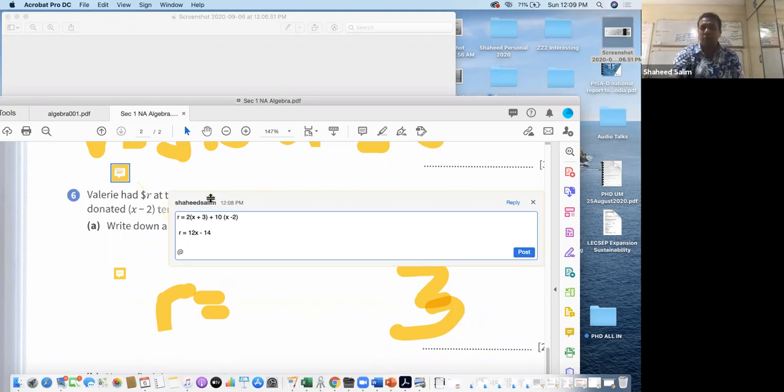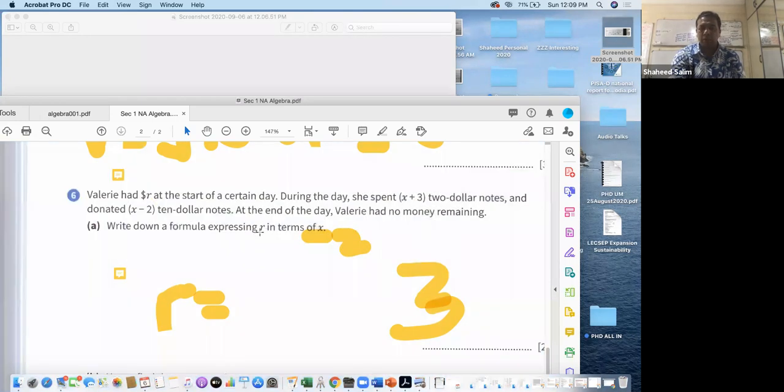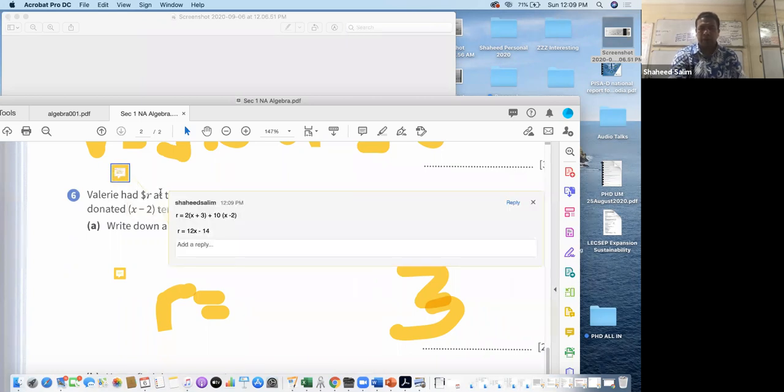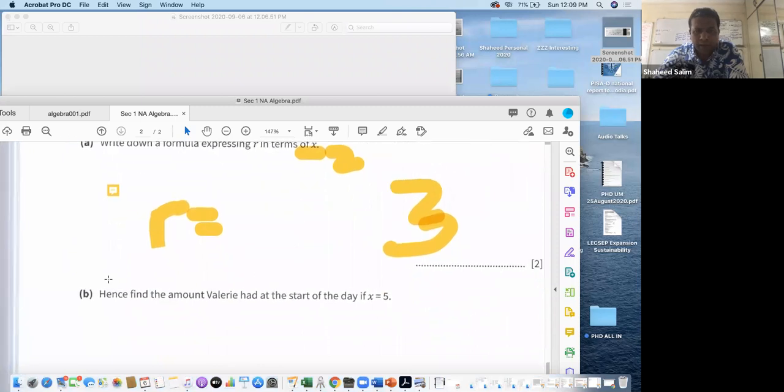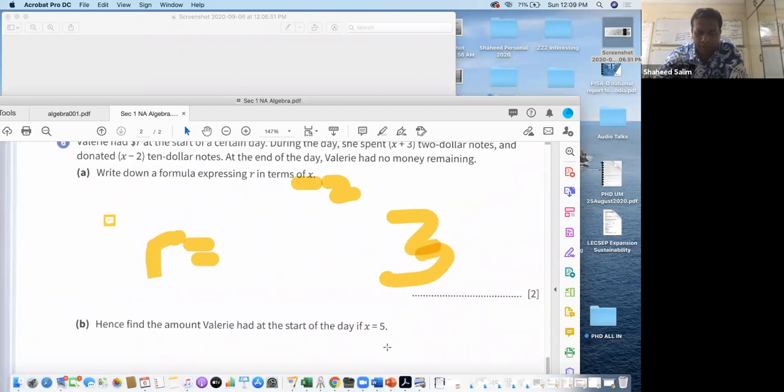You must have the equal sign. An equation must have an equal sign. And then they tell you, use the R and use the X. So when you write like this, you see, R is used, X is used, and you use the equal sign. Are you okay? You understand? Okay, so the next one now, let us see. Find the amount of money she had at the end of the day if x is equal to 5. Okay, put in the value and find out. What's the answer?